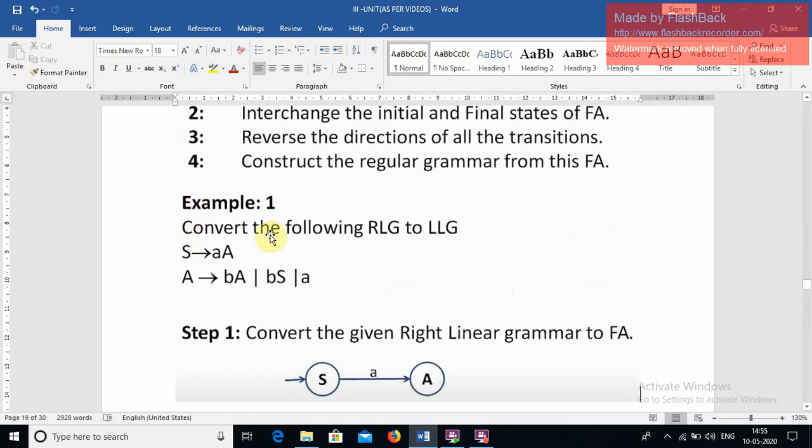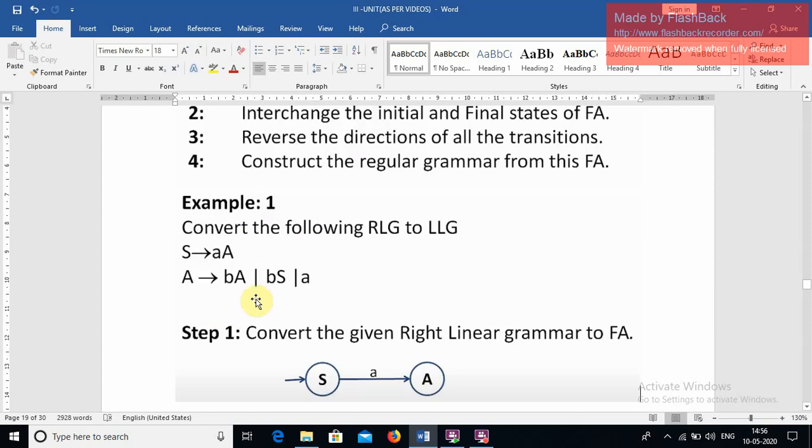Convert the following grammar. We have an RLG. Why? Because there is only one non-terminal at the LHS, so it is context free, and at most one non-terminal exists on the RHS, so that is linear, and the non-terminal is the rightmost one. Then this is called a right linear grammar. Now we have to convert this into the LLG, left linear grammar.